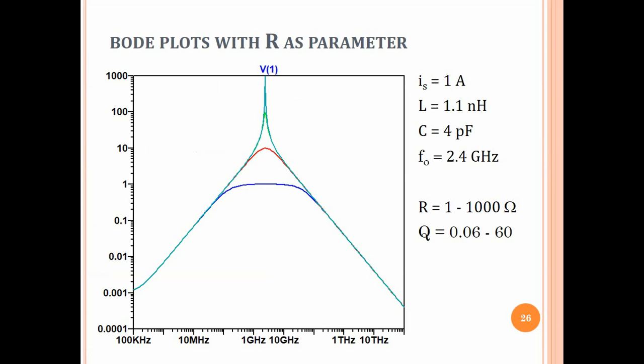Alright, so these are simulations. So this is the same plot, just to conclude. And the Q varies from 0.06 to 60 as R varies from 1 to 1000 ohms. In real life circuits, Q is typically of the order of 10 or so. Getting greater than 10 is not that easy because of the non-idealities of the current source and the capacitor. Alright, that finishes this lecture.